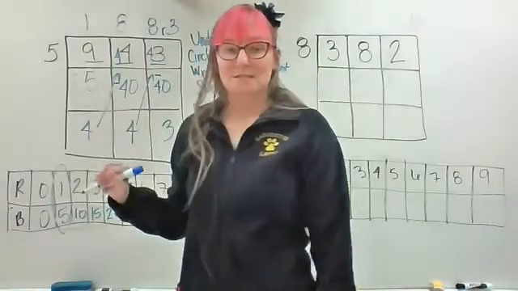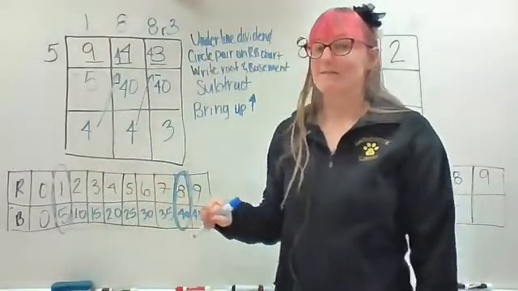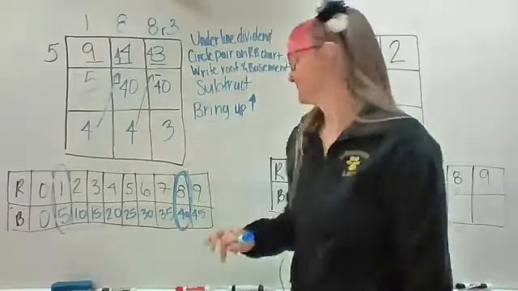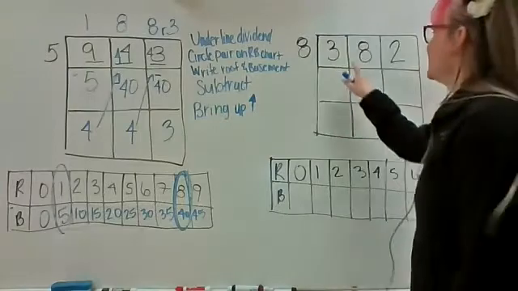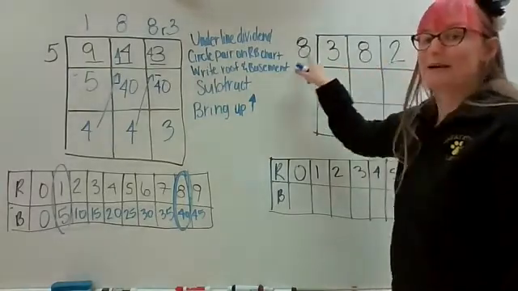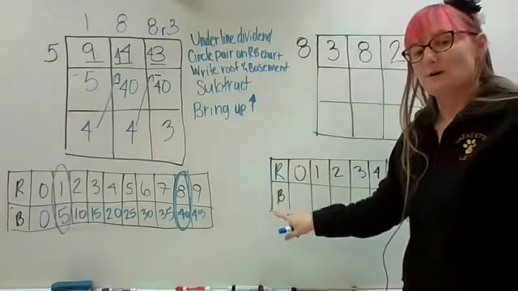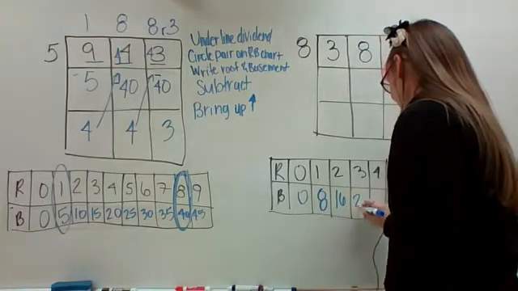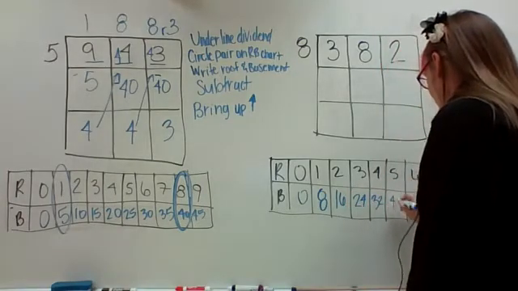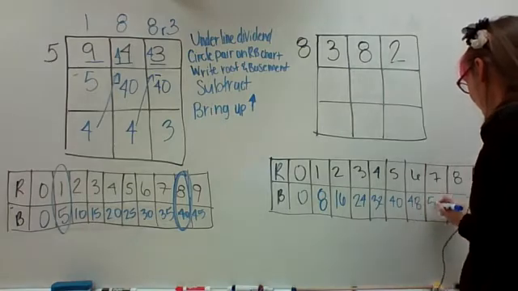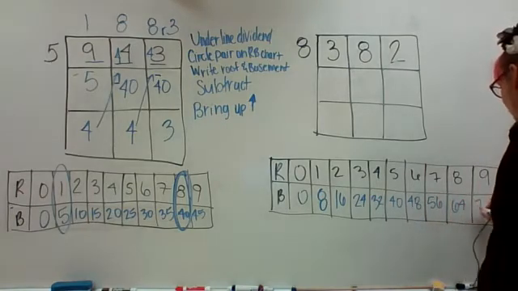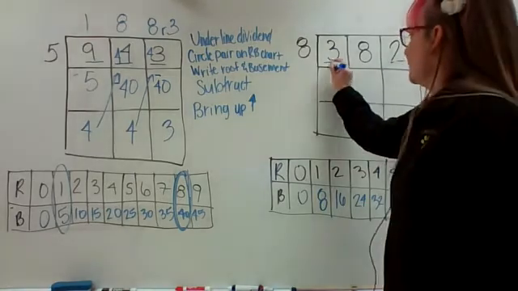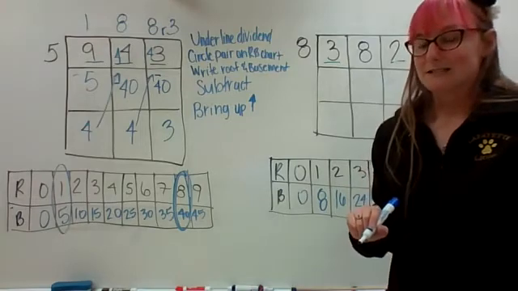So my quotient for 943 divided by 5 is 188, and my remainder is 3. For the next problem, my dividend is 382, and my divisor is 8. So I'm going to go ahead and fill in my Arby's chart for my 8s. And that is going to help me solve this problem, much like our multiplication charts would help us solve our multiplication problems. When I look here, the first number in my dividend is a 3.